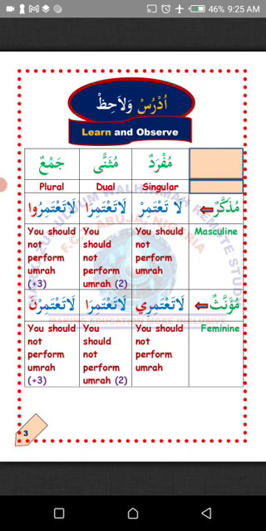So then you give nun, I repeat. If there are more than two, you replace the ya in la ta'tamiri with a nun carrying fatha, then you give sukun to the letter before it. So the verb la ta'tamiri will now become la ta'tamirna, which means you should not perform umrah, talking to a group of female persons. La'alaka fahimt? I hope you understand. MashaAllah.